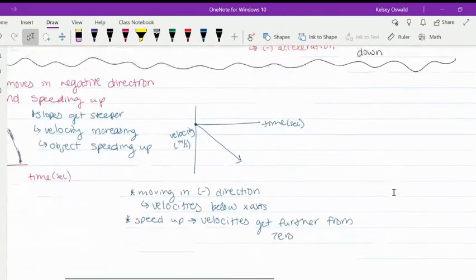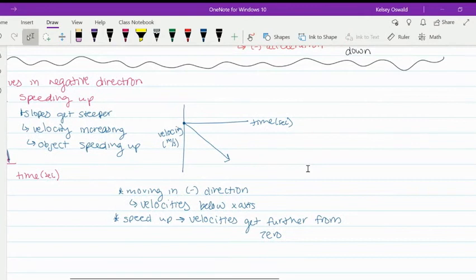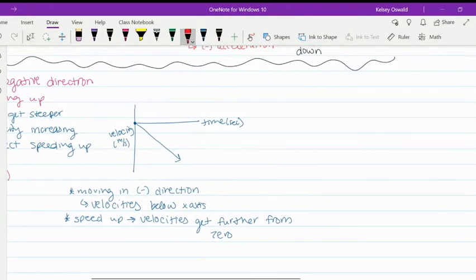So when we draw our velocity time graph, we're going to want to show our velocities are negative because we're moving in the negative direction, but that they are also moving away from zero because we are speeding up. So we're moving in the negative direction, our velocity time graph is going to be below the x-axis, and since we're speeding up, our velocities are moving away from the x-axis. Our last graph that we need to make then is our acceleration time graph.